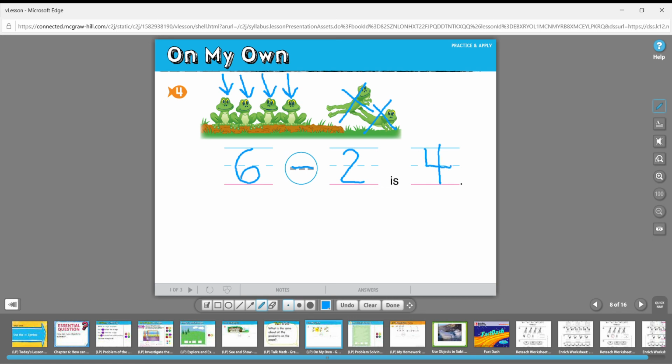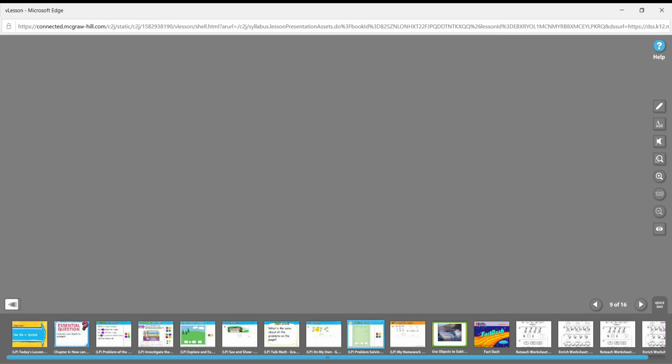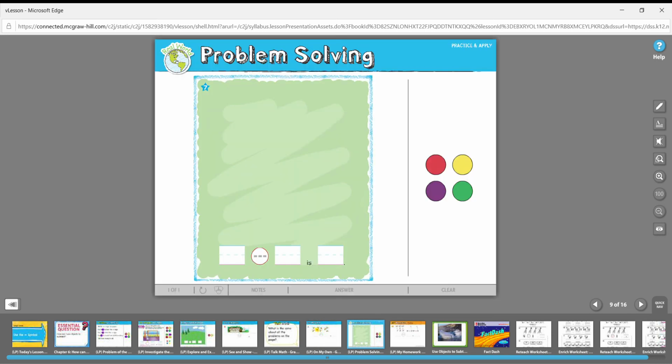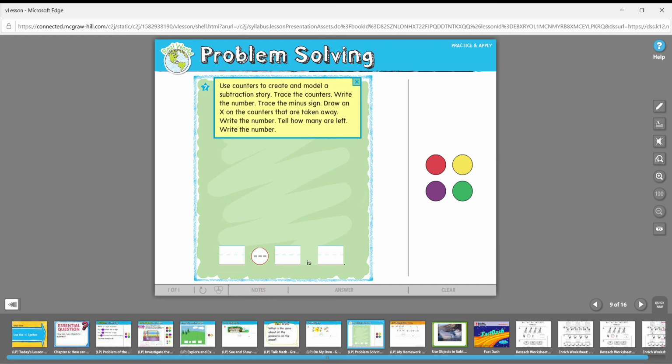So that's what you're going to do on the On My Own page. And then after you finish the On My Own page, you're going to go to the back. So the page on the back, problem solving. We're going to do some problem solving on the back here. So let's read the directions for what it says to do on the back. Problem solving. Okay, now it says to use counters. Now, if you don't have counters, you can use anything that you have to create and model a subtraction story. Okay, I'm going to use these little circles because they are what's here, but you can use anything else to model a subtraction story.